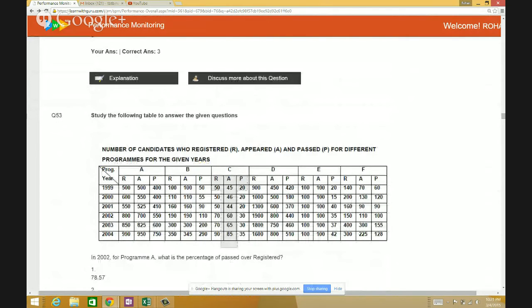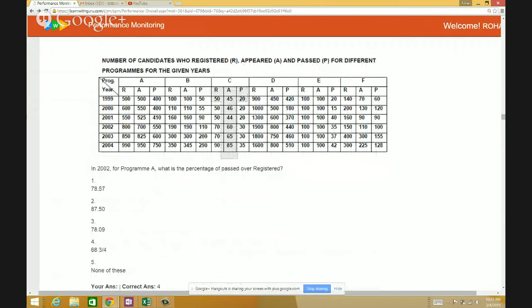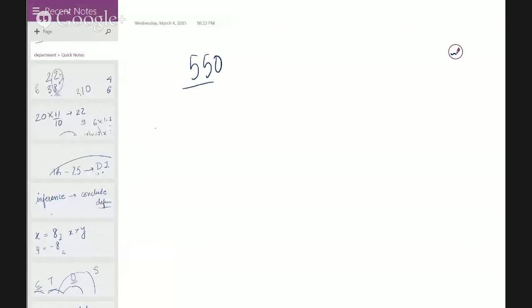Okay, next, for program A, what is the percentage of passed over registered in 2002? Now this is very simple. 2002 program A passed over registered, 550 over 800. Okay, so it's 550 over 800. 0 0 cancels. 11 over 16.